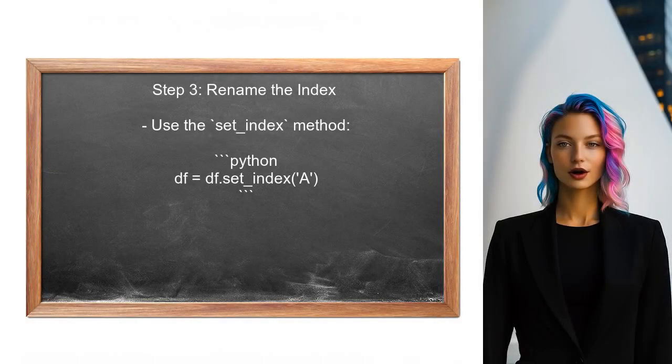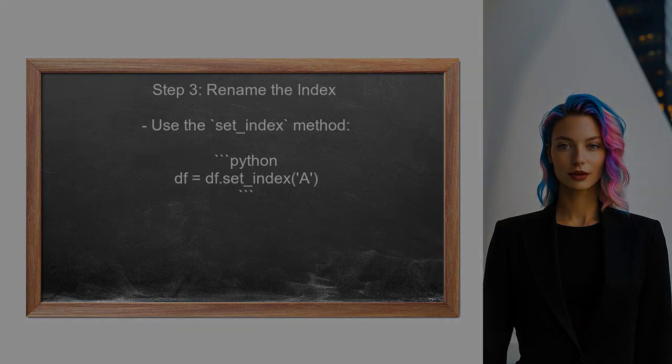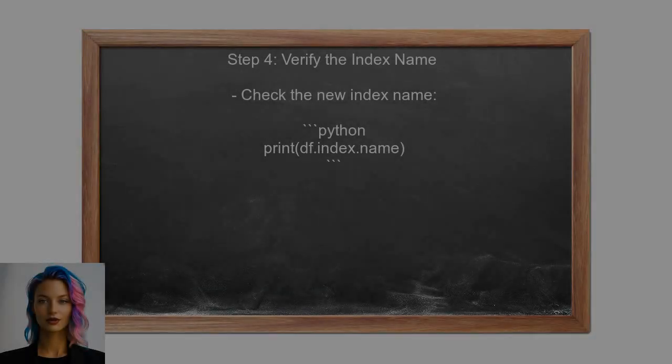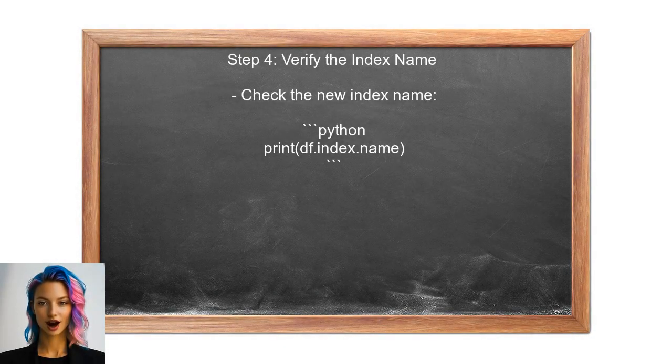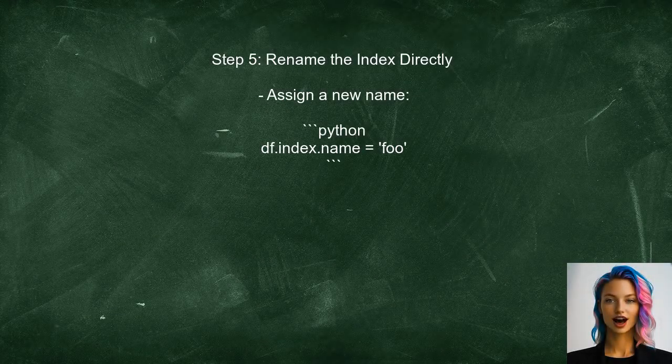Now, to rename the index, the user should use the set_index method. This method allows the user to specify a new index column. After setting the new index, the user can verify the change by checking the index name. This can be done using the index.name attribute. Finally, if the user wants to rename the index directly without changing the DataFrame structure, they can simply assign a new name to the index attribute.